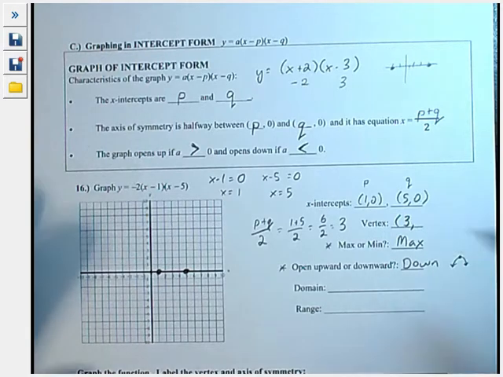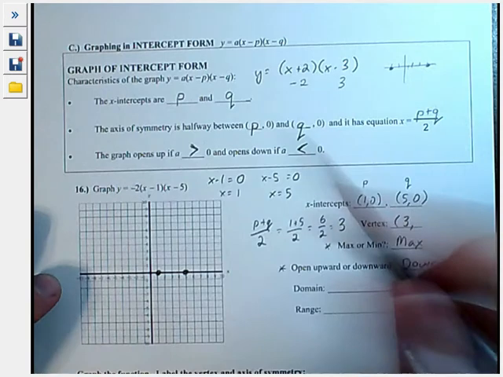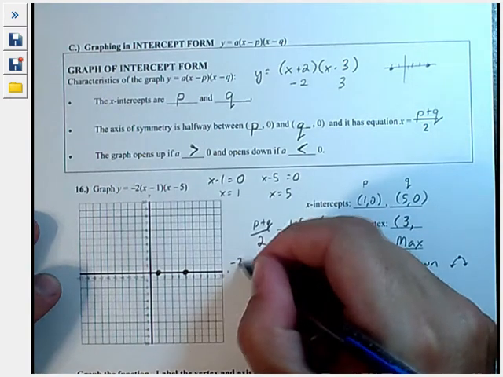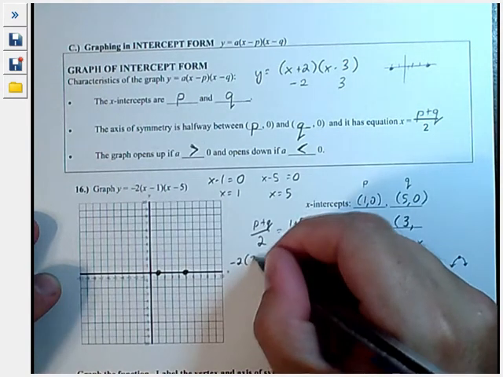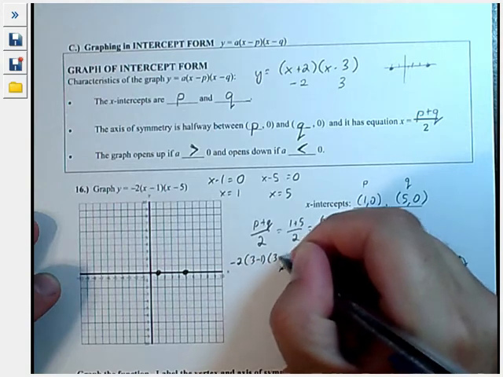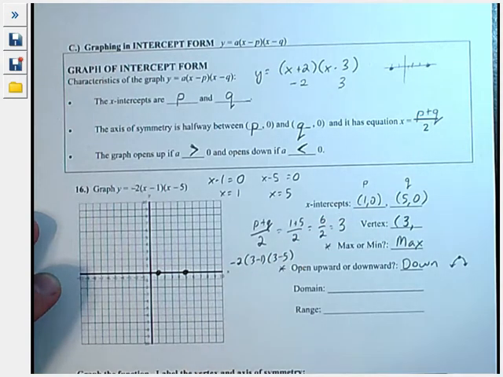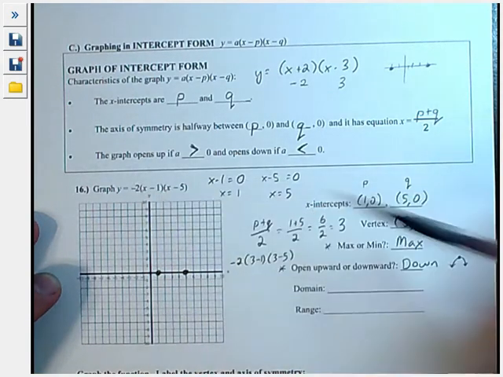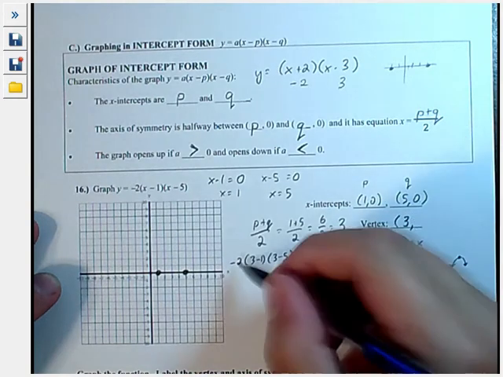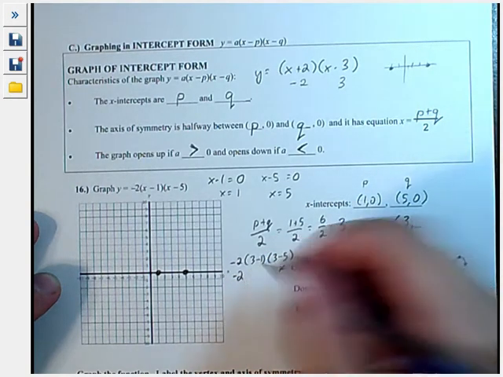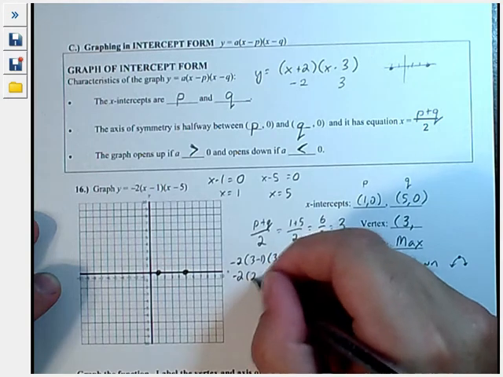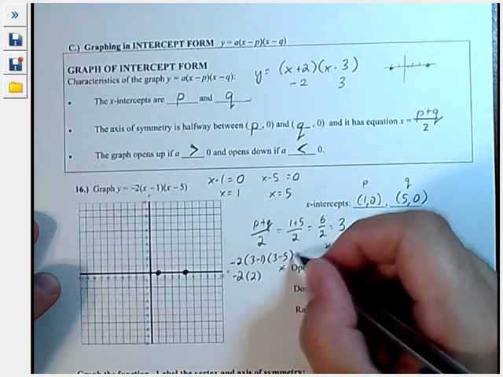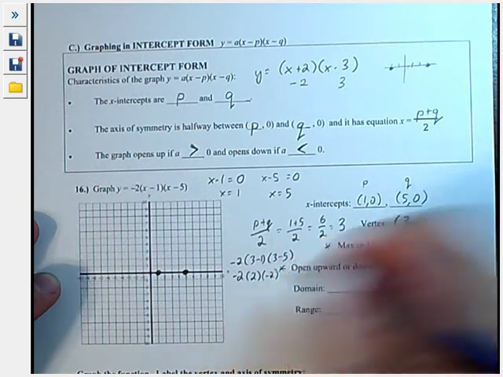Okay, let's see if I can squeeze this in right down here. This is then -2 right here, okay? And then we get 3 minus 1, and then 3 minus 5. So anywhere there's an x in here, I'm going to plug in this value of 3. So this is -2, 3 minus 1, that's 2, and then 3 minus 5, that's -2.